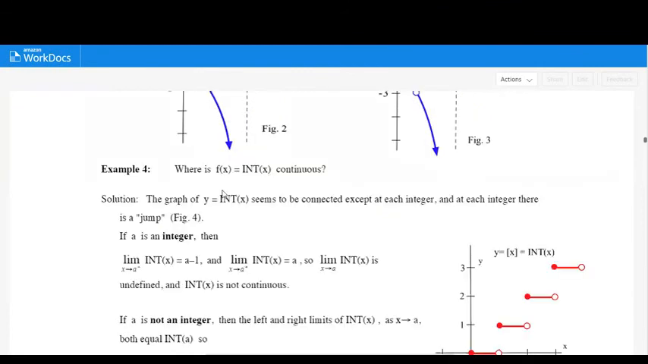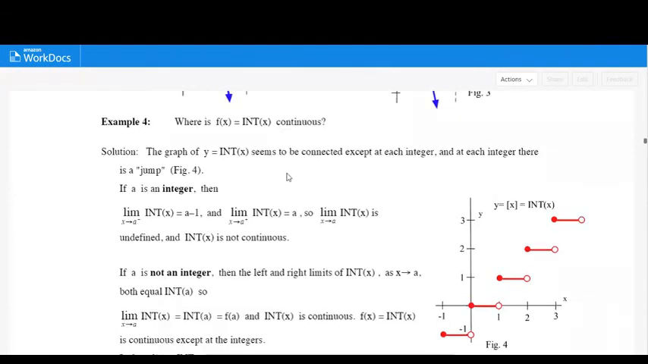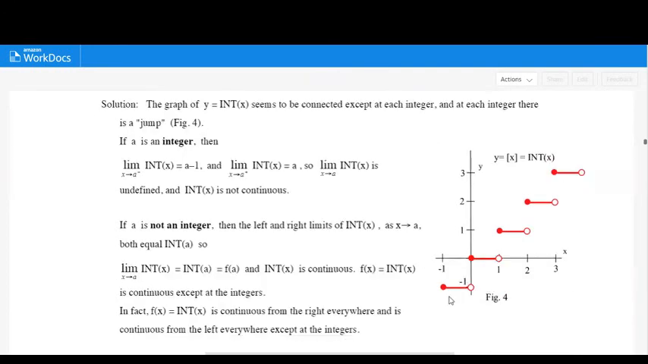Okay, next is where is f of x equals to int x continuous? This is the greatest integer. So we have already encountered this kind of function previously. Okay, the graph of y equals to int x seems to be connected except at each integer. And at each integer, there is a jump. So ito yung graph ni int x. So nakikita natin may mga holes dyan and then may jump, no? Di connected, hindi siya mako-connect dyan.